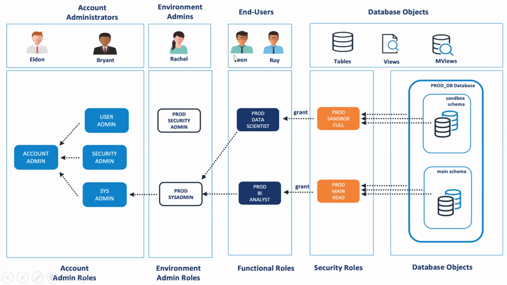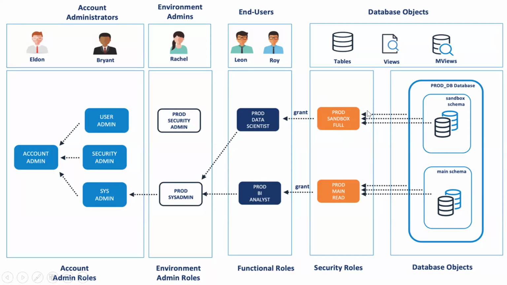And these two people, Leon and Roy, are with the functional roles. One guy is a data scientist, another guy is a BI analyst. But what Leon is doing, Leon requires full access on the sandbox schema in the production database, because he does some data science and deep learning activities. So he will even upload some data, he will delete, and do some kind of activities. So he needs full access.